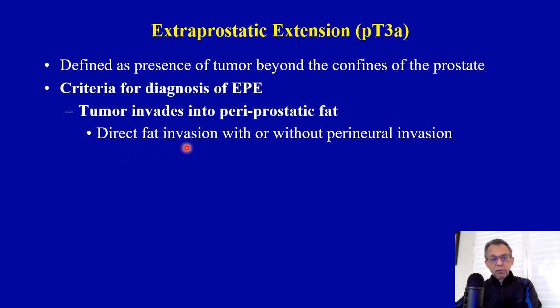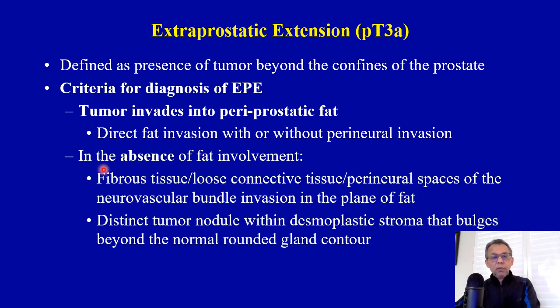It could be direct fat invasion with or without perineural invasion. If you have absence of direct tumor within the fat, then you have to go through these two criteria. If you have fibrous tissue or loose connective tissue, or perineural spaces of the neurovascular bundle invasion, which is in the plane of the fat, then you can again make a confident call for extraprostatic extension.